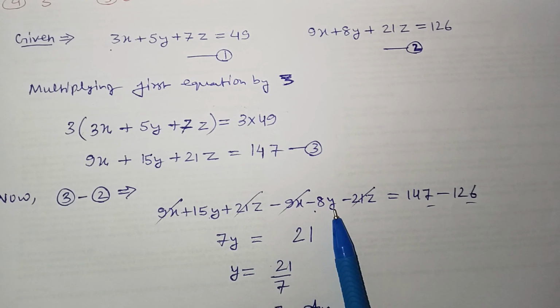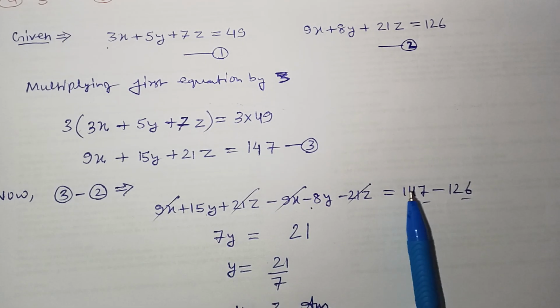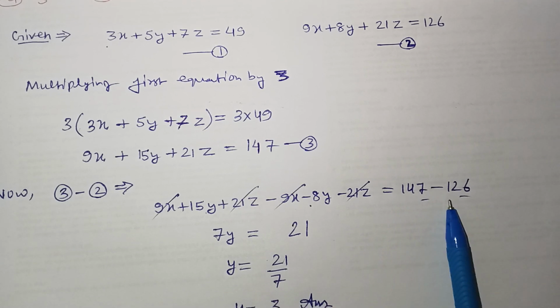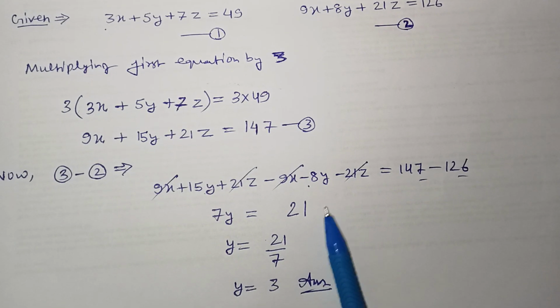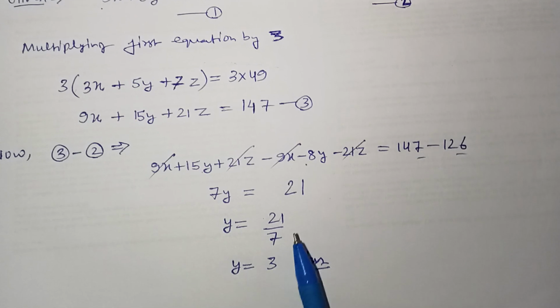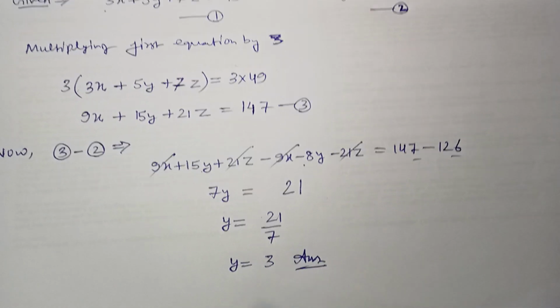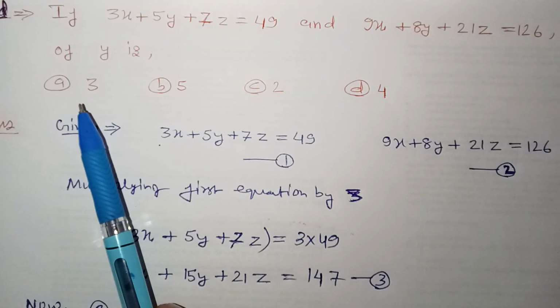15y minus 8y is 7y. 147 minus 126 is 21. y is equal to 21 by 7, y equal to 3. This is our answer. This is option A.